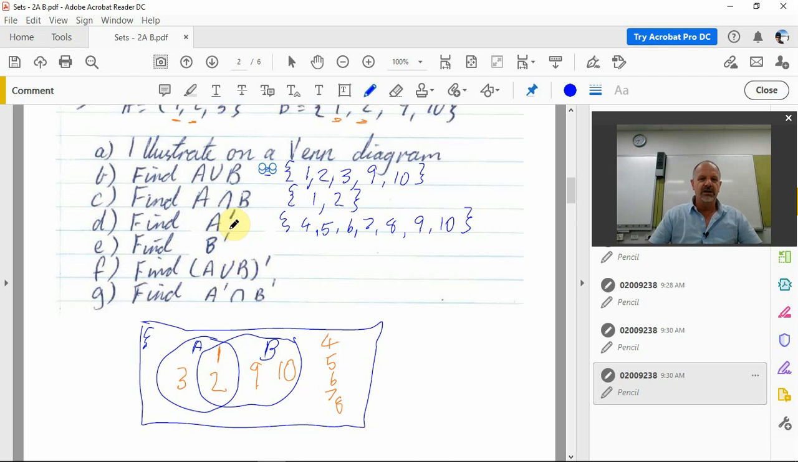All right, so B complement, or B dashed, was everything not in B. 1 and 2 are in B, so we don't put them down. So it's 3, 4, 5, 6, 7, and 8.